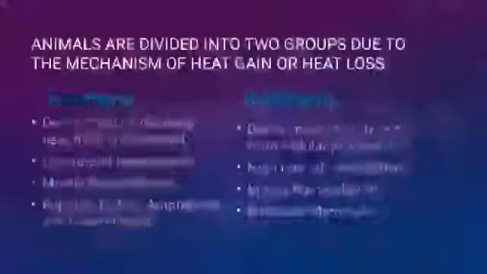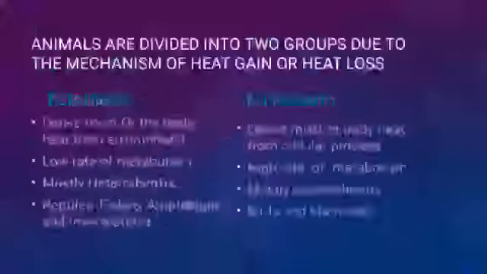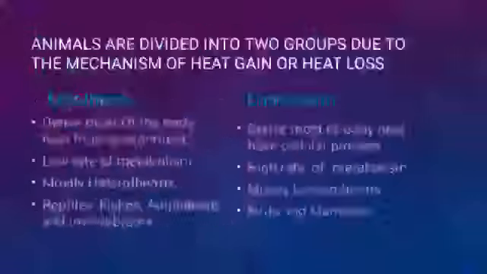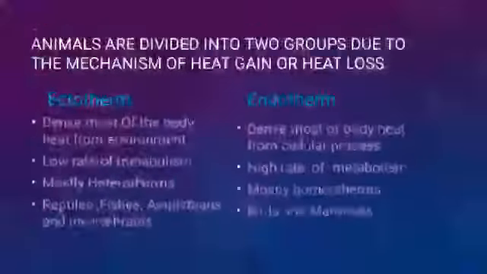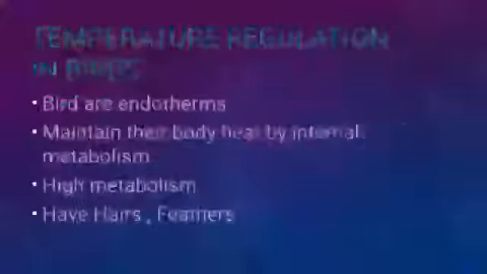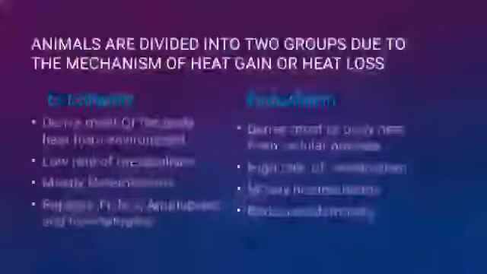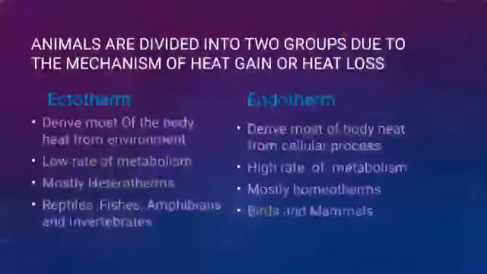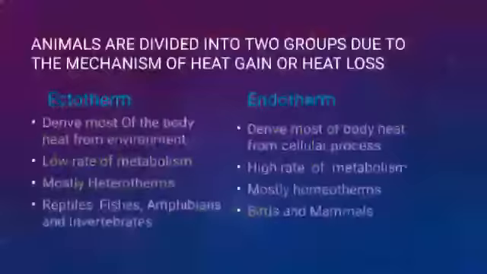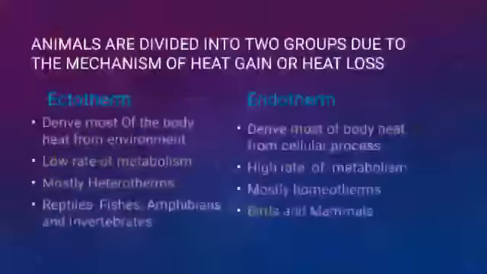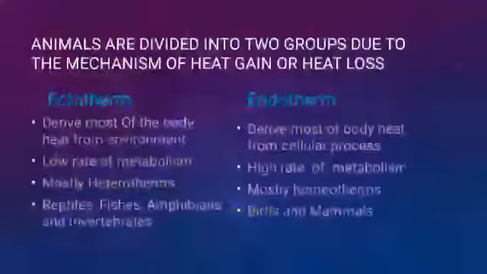Then thermoregulation in birds. Birds are endotherm animals, maintain their body heat by internal metabolism, have high metabolism, and have hair and feathers which help in regulating their temperature. Then temperature regulation in mammals. Mammals are endotherms, maintain their body heat by cellular processes, and maintain body heat by shivering. They have sweat glands and hair on their body which help to regulate their body temperature.